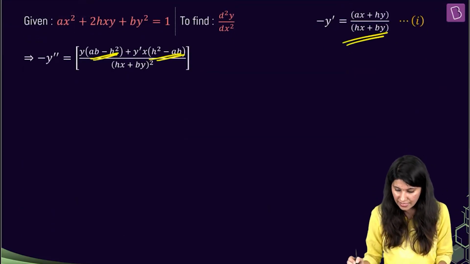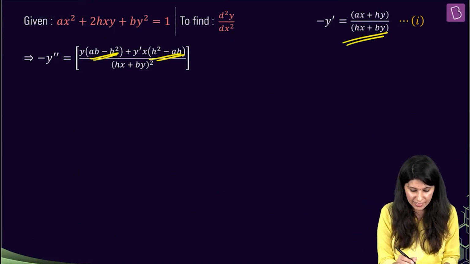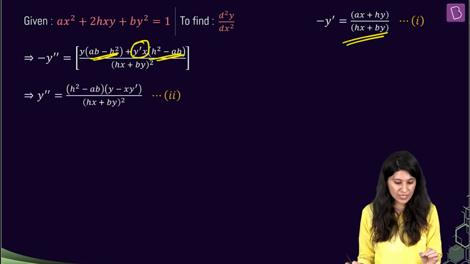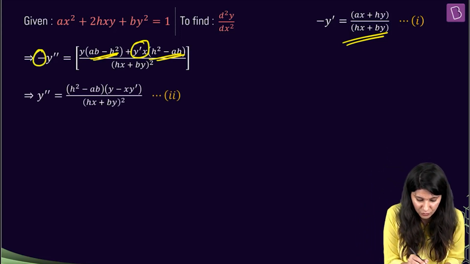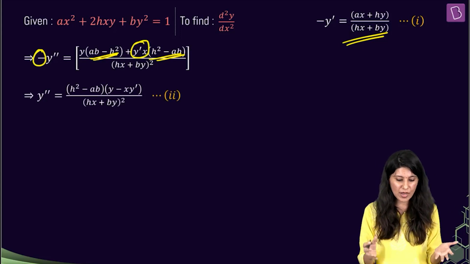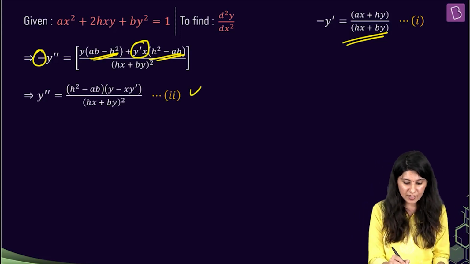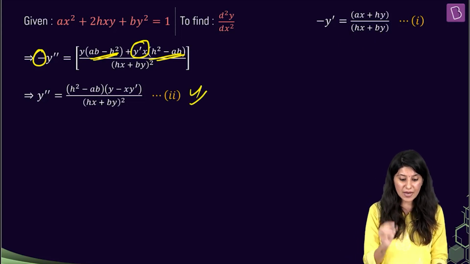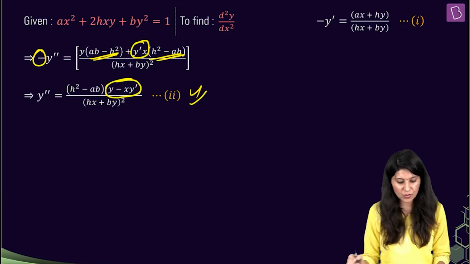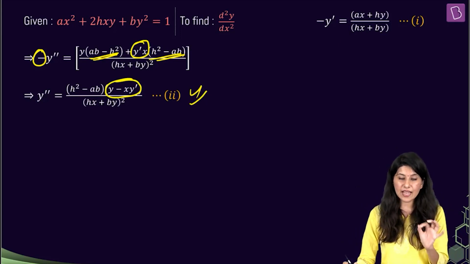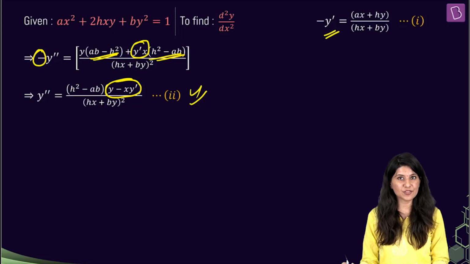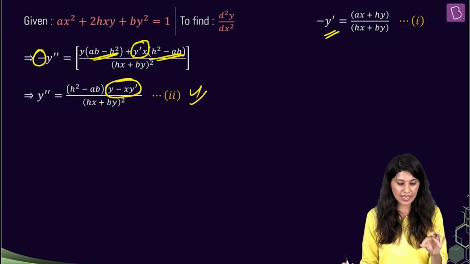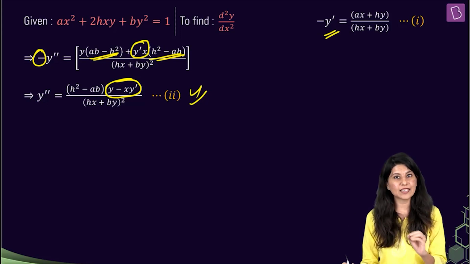I am taking h square minus ab outside this. If I do that, I'll have y dash x minus y in my next term. But I have to absorb this minus sign. So I have y minus x y dash. So the y double dash final expression will look like this. Now y minus x y dash is something I am looking for, and that I will get by this expression y dash. What I need to do is multiply x and then add y, and then plug in that value over here so that I can get y double dash.